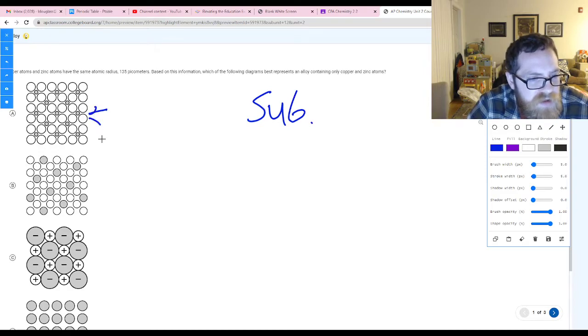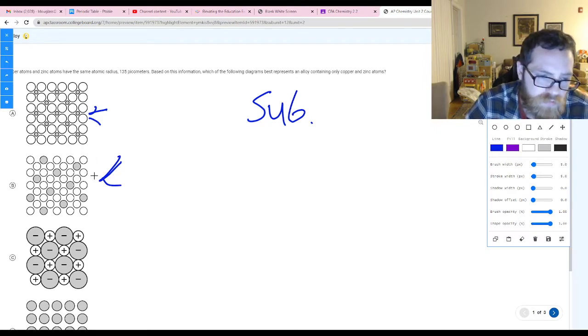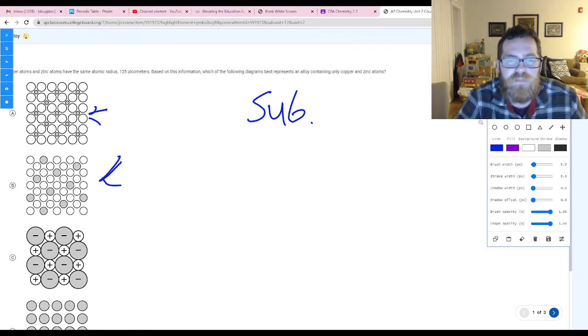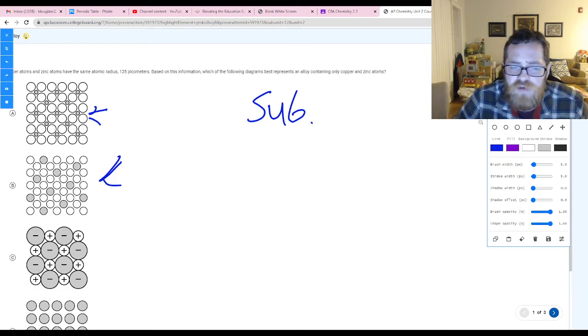This one is an interstitial. The second atoms are placed in the spaces in between the larger atoms. B, however, is substitutional. We see that some of our white atoms are just replaced by our gray atoms, assuming it's the gray ones that are the substitutions. We don't really know, however, but that doesn't really matter. One of them is a substitution, one of them's not, and they are approximately evenly dispersed throughout. They don't have to be the same amount. That's going to depend on the percentage of the alloy.